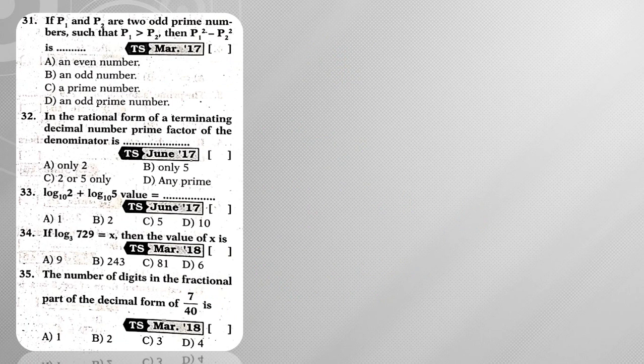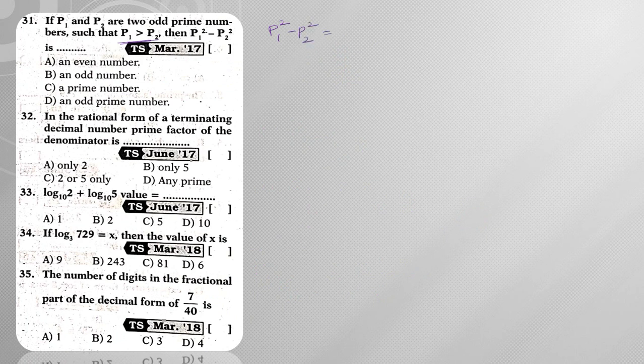So in question number 31, P1 and P2 are two odd prime numbers. So P1 is an odd number, P2 is an odd number, and both are prime numbers. And one more thing that he has given, P1 is greater than P2. And we need to say what P1 square minus P2 square will be equal to.